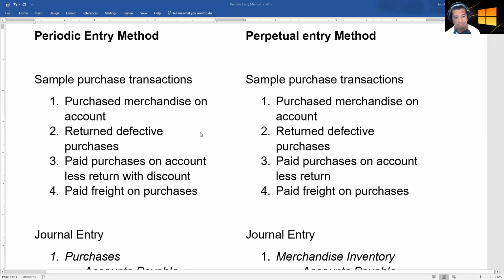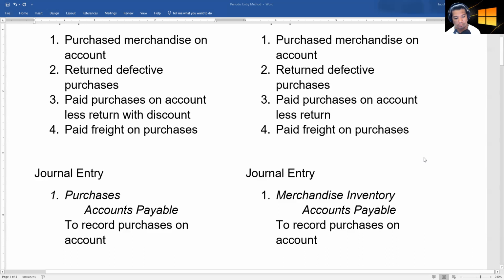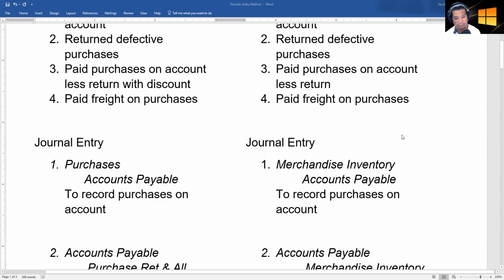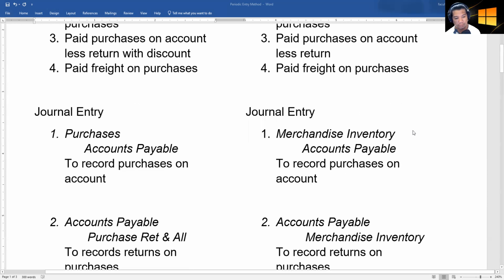Now, take a look at the example. So, the same example po tayo to compare the answer. From the right side is perpetual entry method, and for the left side, nandyan po yung periodic. Let us compare. So, the first transaction is the purchase of the merchandise. So, ano po ang nilagay dito ni journal entry natin sa perpetual? We use po the term merchandise inventory.